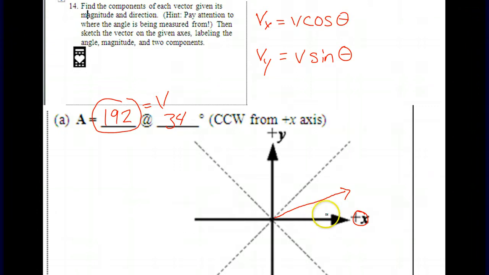Anyway, so now let's find the components. We need to find the horizontal component here. So all you do is, to find that, go v cosine theta. And so the v would be 192 times the cosine of the angle. Well, the angle is 34 degrees. And when you do that, what do you come up with?